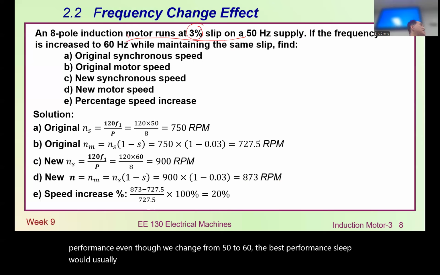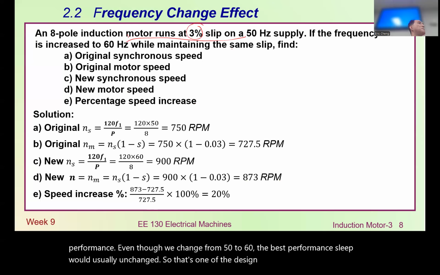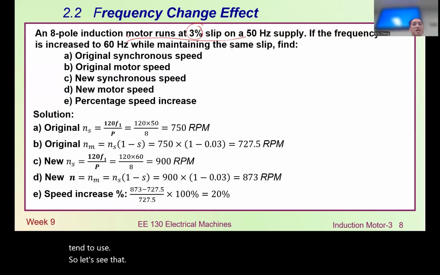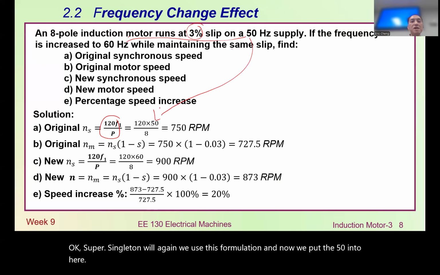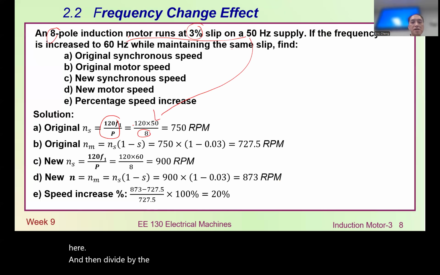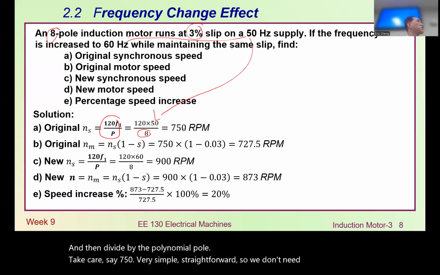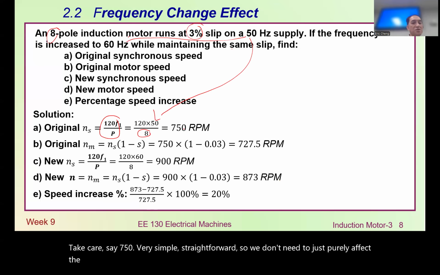So that's one of the design criteria or design popularity we tend to use. So let's see that. The synchronous rotation speed, again, we use this formulation. Now we put the 50 into here, and then divide by the number of poles, 8 here, say 750. Very simple, straightforward. We just purely adapt the equation without any complication.